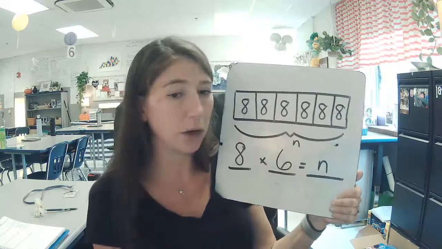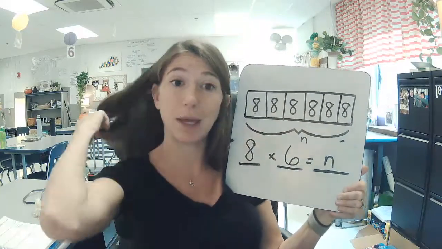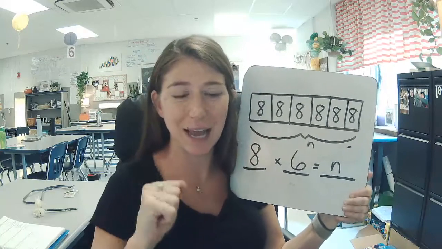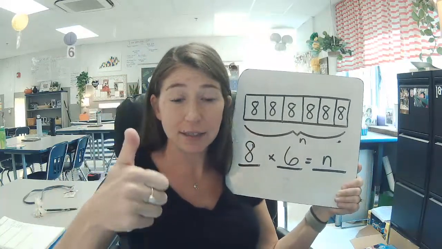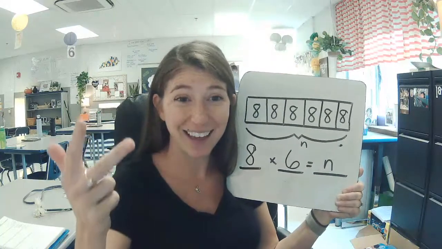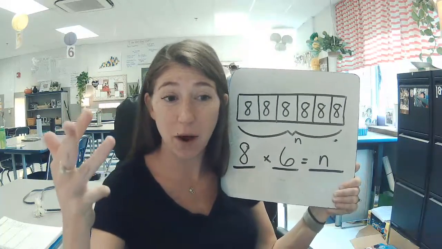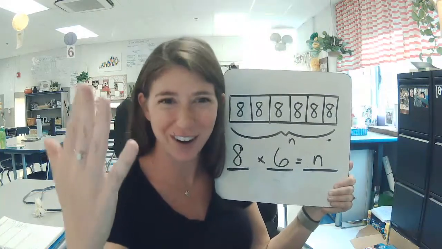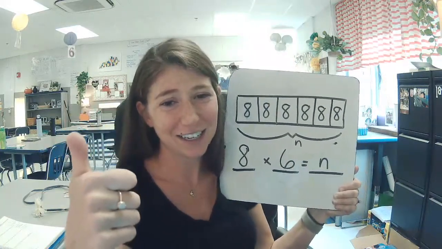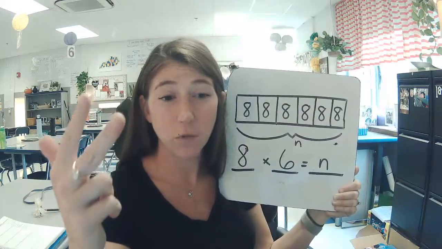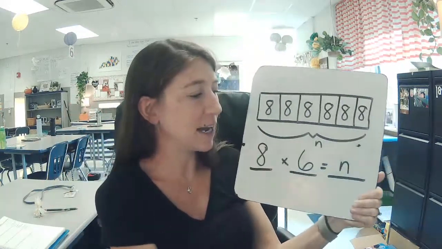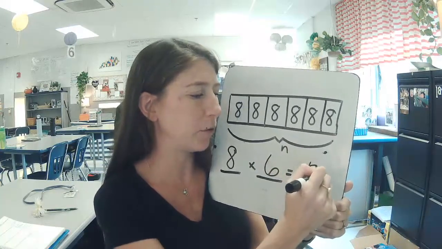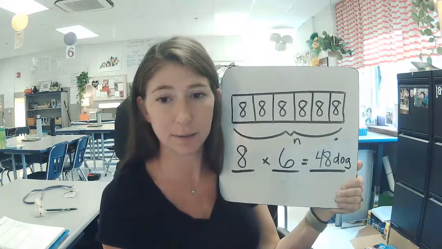So what is our unknown here? Kiddos, if you'll skip count with me, let's skip count by 6s until we get to 8. 6, 12, 18, 24, what's next? 24, 30, 36, 42, 48. So 6 times 8 is 48. That means we have 48 dogs.